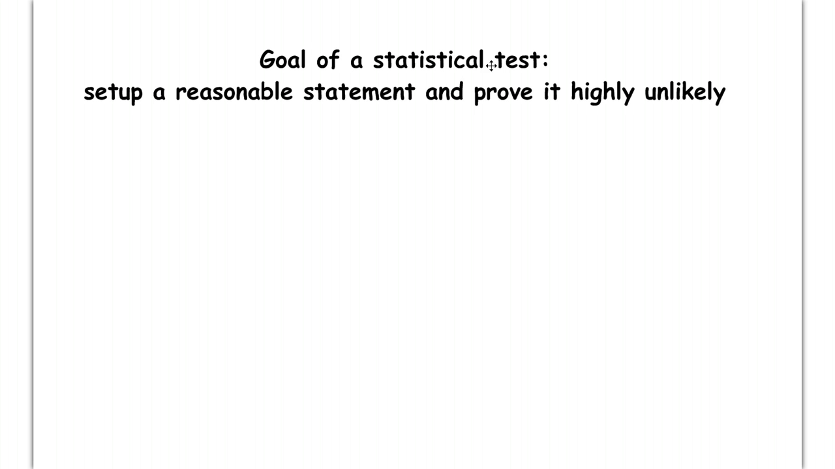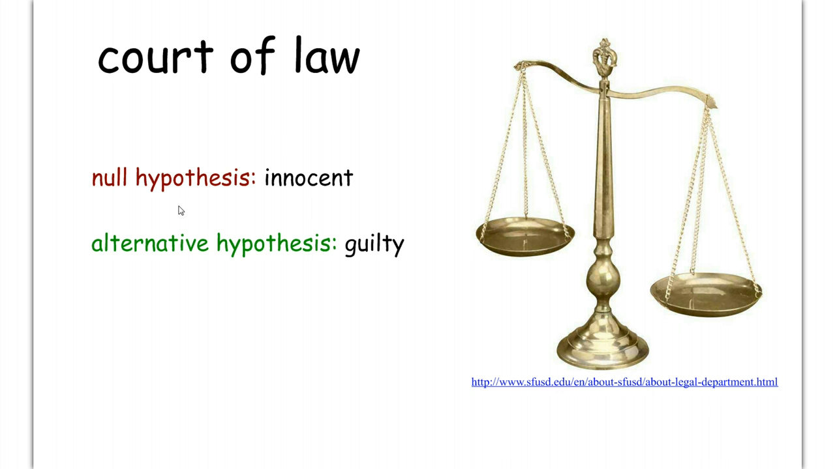Now, the goal of the statistical test is to set up some sort of reasonable statement, that null hypothesis, and you're trying to prove it highly unlikely. And that's again what we just did here in court. You start out with a reasonable assumption that someone could be innocent, and if you compile enough evidence against that, you have to assume that they must be guilty.